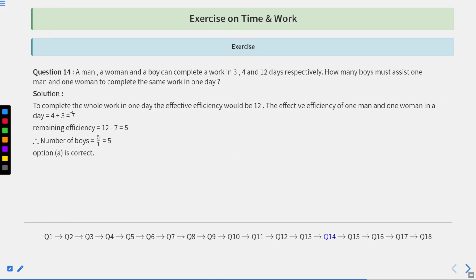So to complete the whole work in 1 day, the effective efficiency would be 12. So the effective efficiency of 1 man and 1 woman in a day is 4 plus 3, that is 7. So the remaining efficiency is 5. So the number of boys required is 5. So the correct option here is option A.